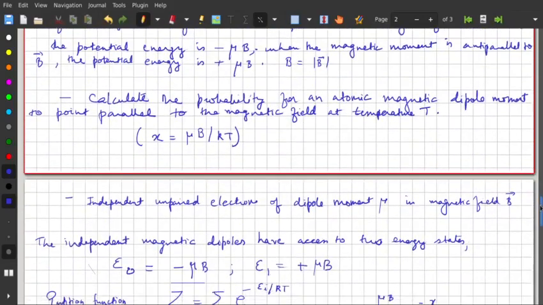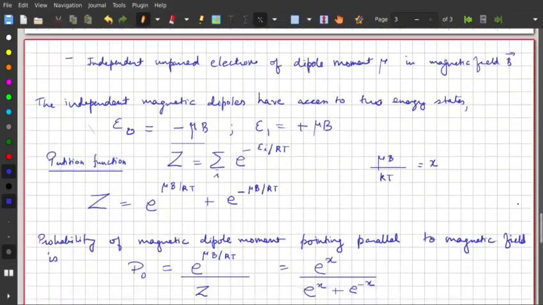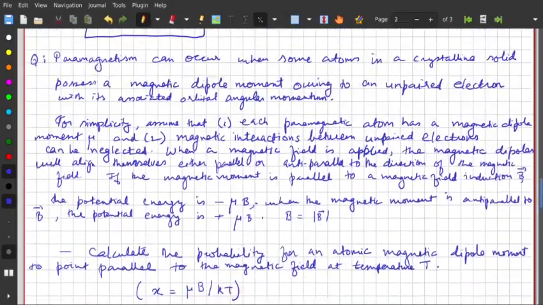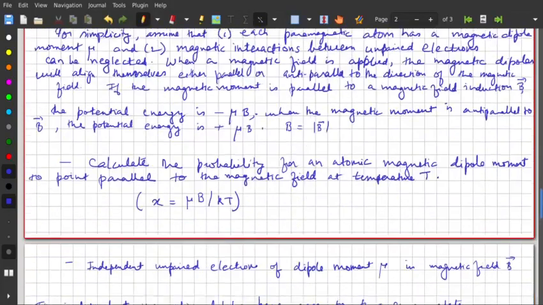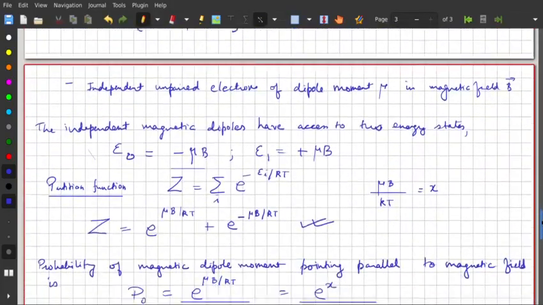So you see, we used a very important idea. The main idea was computing the partition function. Most problems in statistical thermodynamics are related to computing the partition function. Once you know the partition function, everything else follows from there.